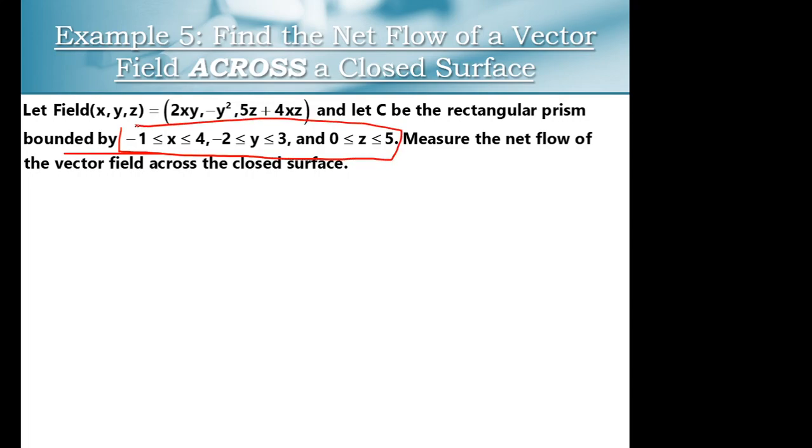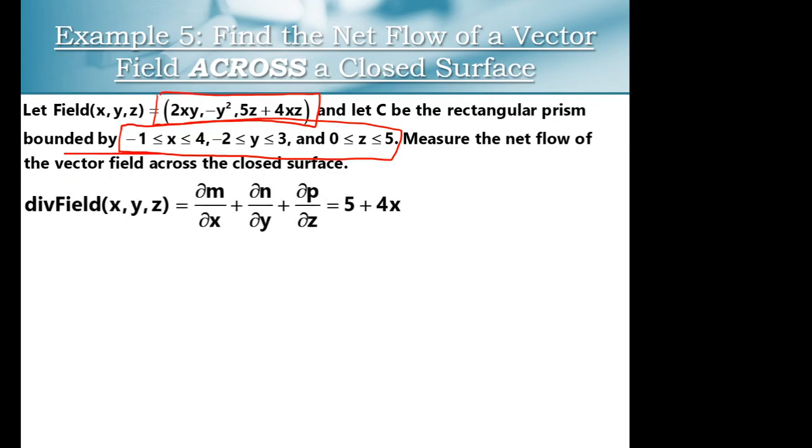So let C be the rectangular prism bounded by x goes from -1 to 4, y goes from -2 to 3, z goes from 0 to 5. Those are going to be your limits of integration for dx, dy, and dz. We do have a vector field that's given to us in this problem as well. We're going to want to compute the divergence of that vector field. That gives us a scalar that we're able to integrate in our triple integral. So we're going to use this divergence.